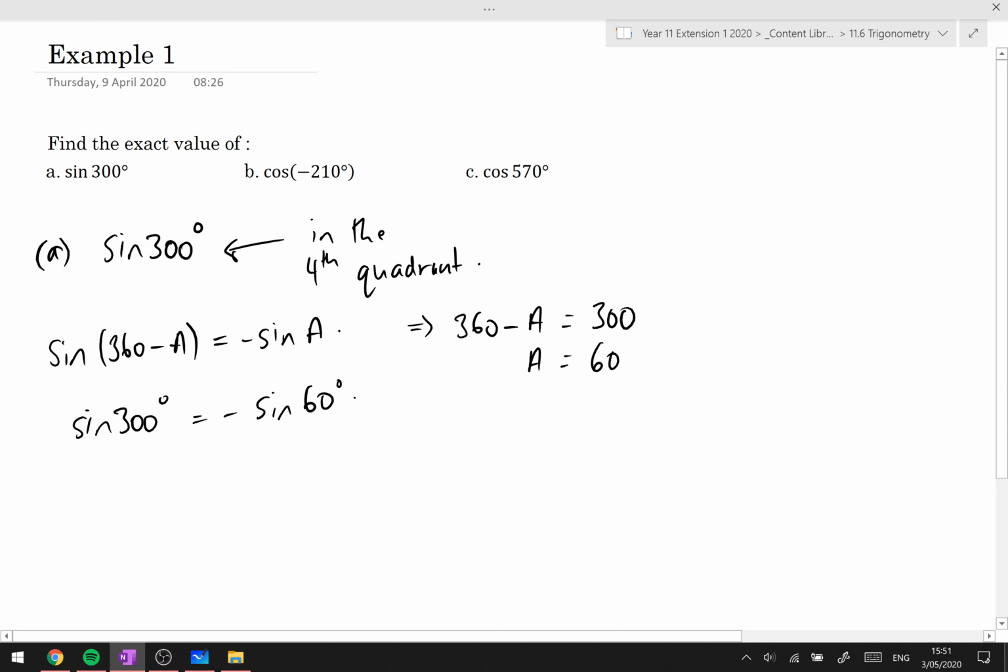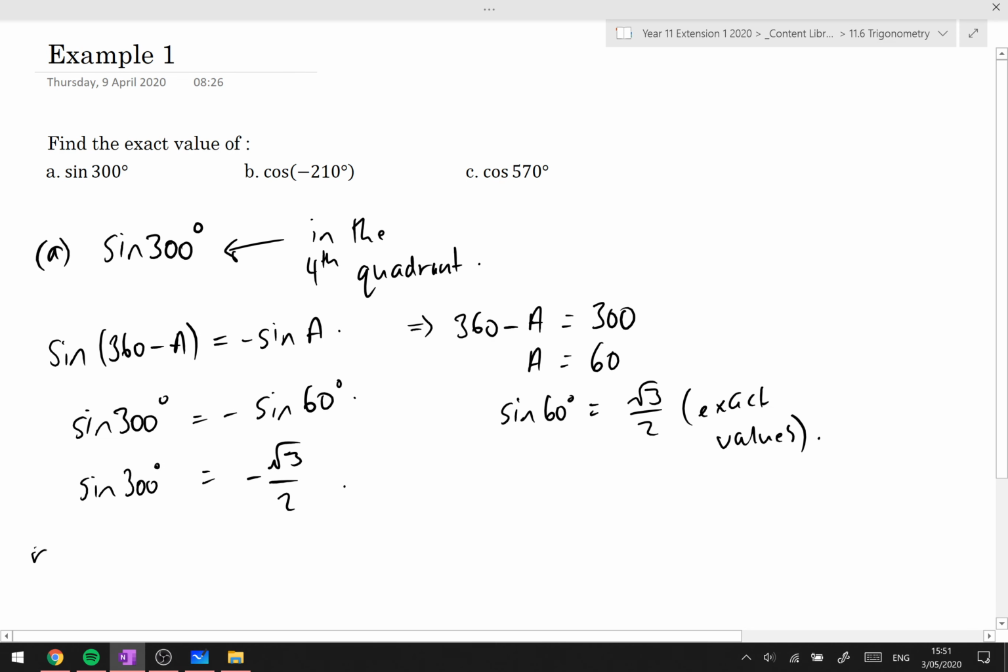Now, going back to our exact values, we know that sine of 60 degrees is equal to root 3 on 2, using our exact values. But sine of 300 is equal to negative sine of 60, so that's just negative root 3 on 2. And that's it. We've got an answer in terms of an obtuse angle. So sine of 300 is equal to the negative sine of 60, which is equal to negative root 3 on 2.